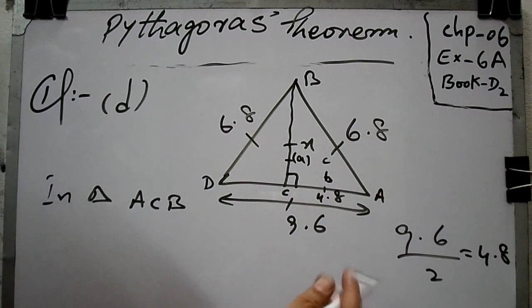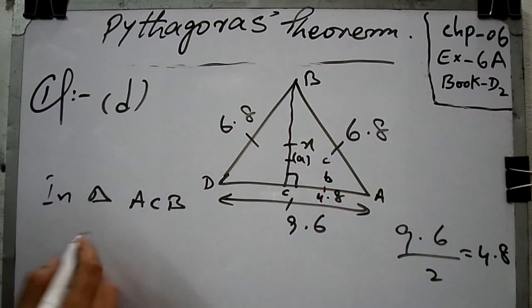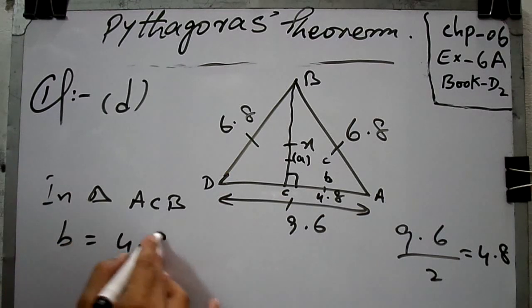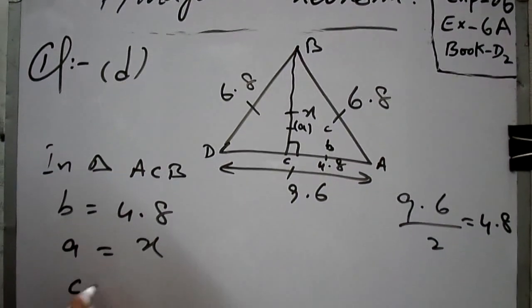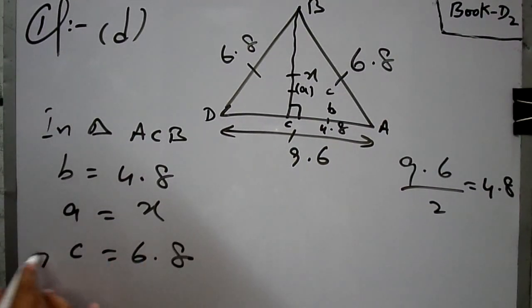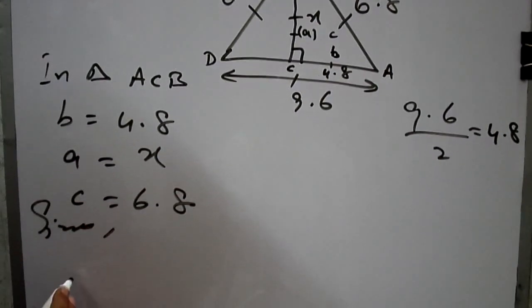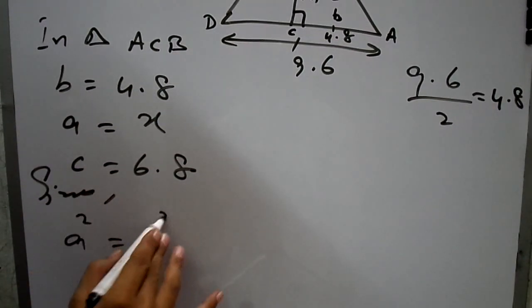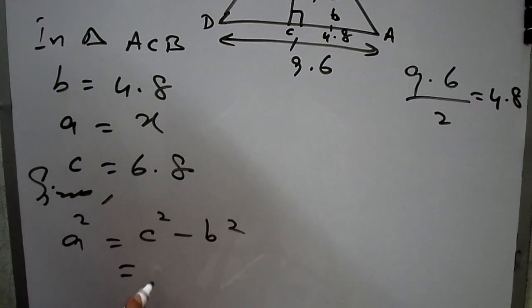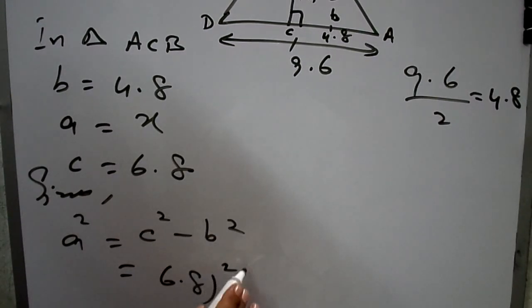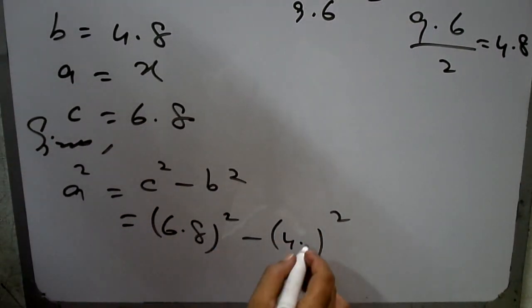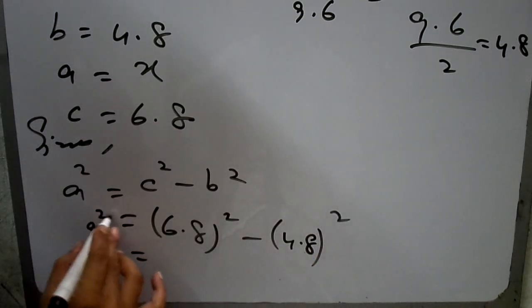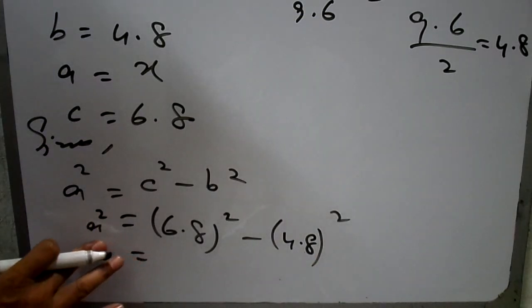So now you can use this: the value of B is 4.8, the value of A is unknown x, and the value of C is 6.8. By Pythagoras theorem, A square is equal to C square minus B square. So putting the values, C is 6.8, and the value of B is 4.8. After simplification, you can write that as A square.